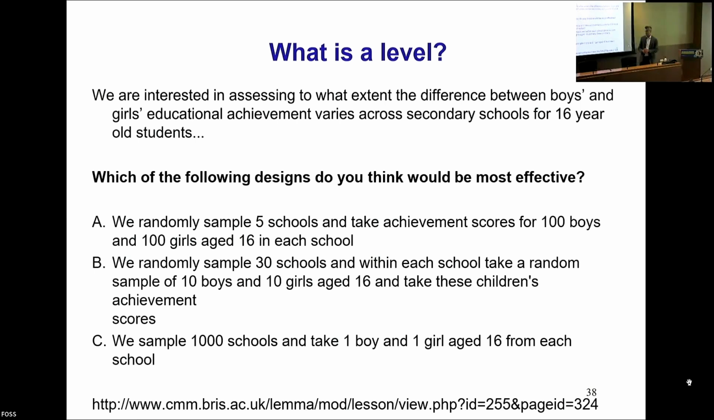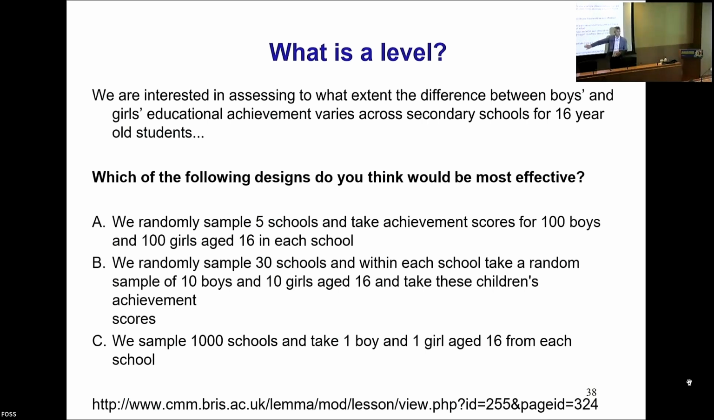But also, remember, we want to have an adequate sample size of both schools and boys and girls, because we want to generalize to a wider sample of schools, because we think that the difference between boys and girls varies between schools. So we need to have enough schools. Here we just have 5 schools in A. It's not enough. Here we have 30. Ideally, we have more, but we have 30 schools, so maybe it's enough.